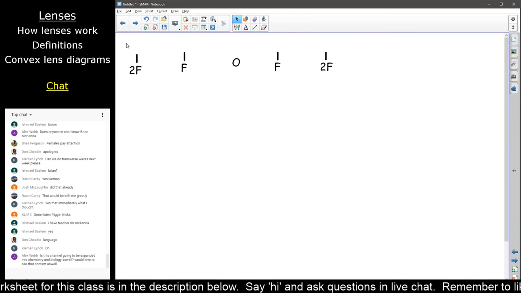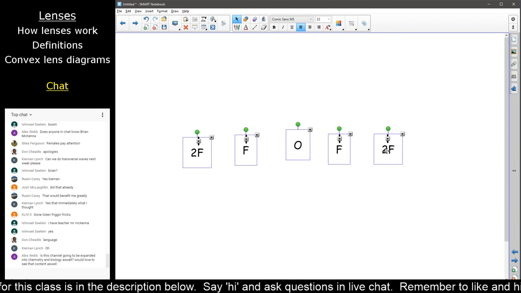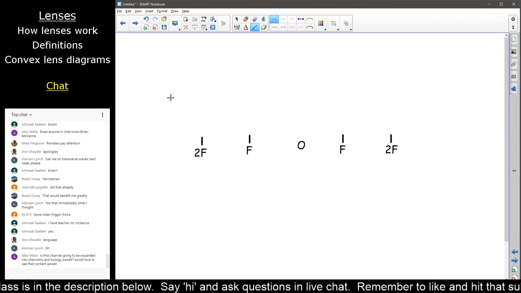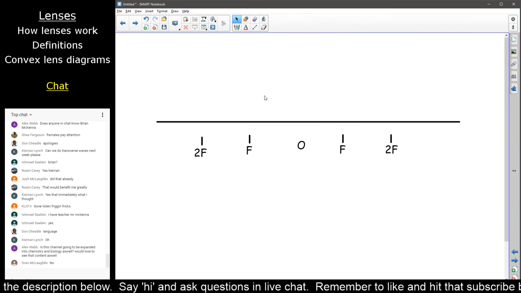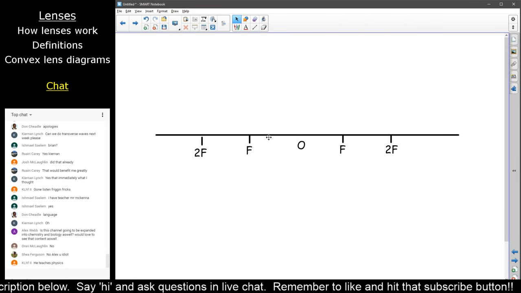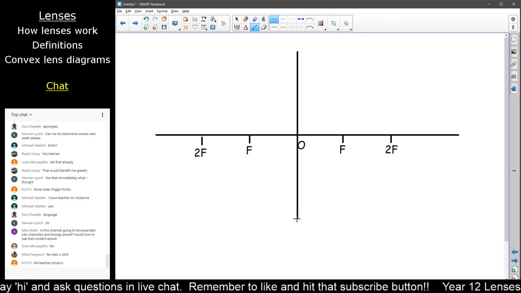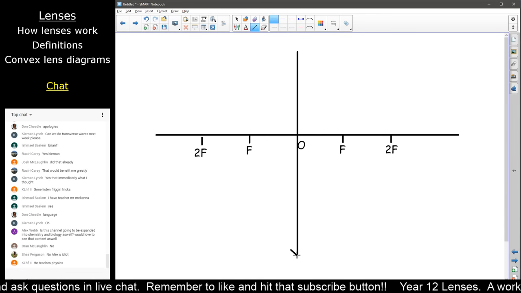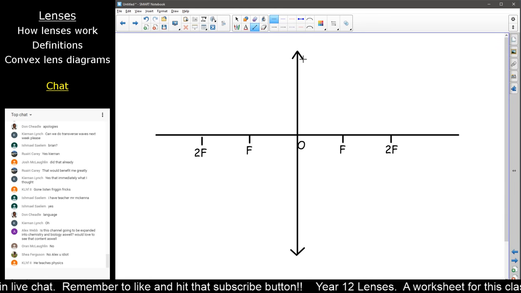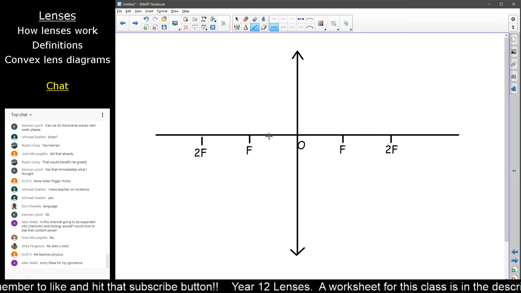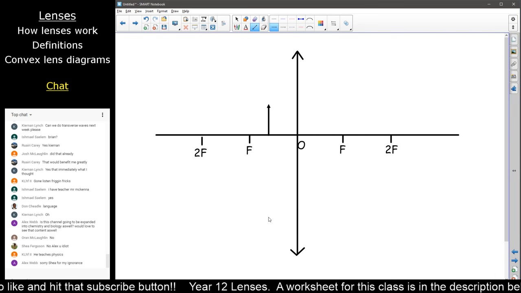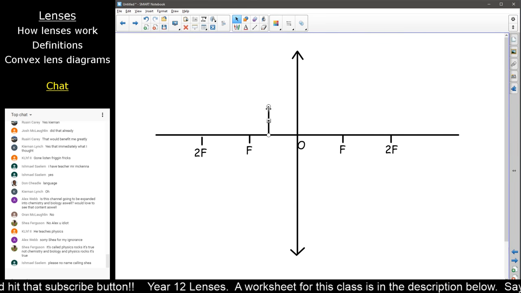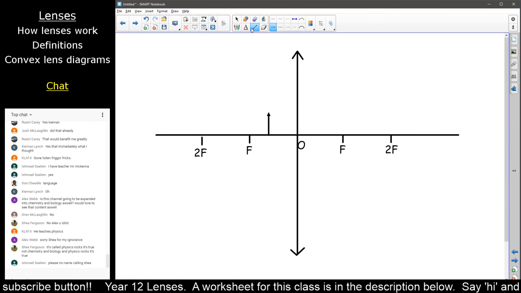So make myself a new set of axes. Get a principal axis in, pop it down with my F, my 2F and so forth, and then I want a convex lens somewhere around about here. Okay, arrows outwards to show that we're dealing with a convex lens. Next week we'll deal with concave lenses, the divergent lenses. They're a little bit more interesting. But let's pop ourselves a little object here. In fact, I'll make it a little object for reasons that will become clear shortly.